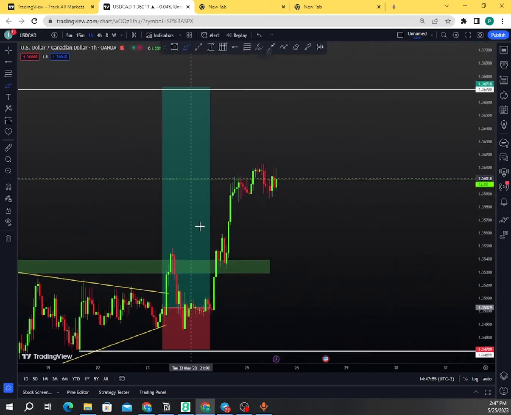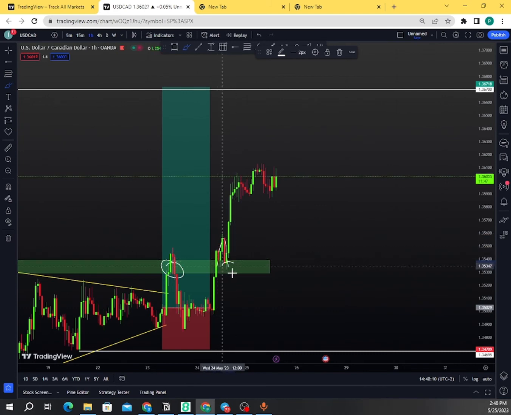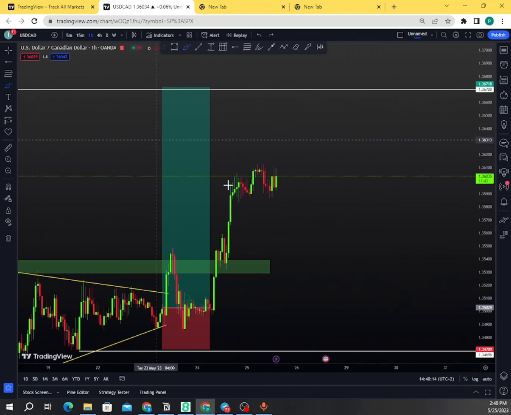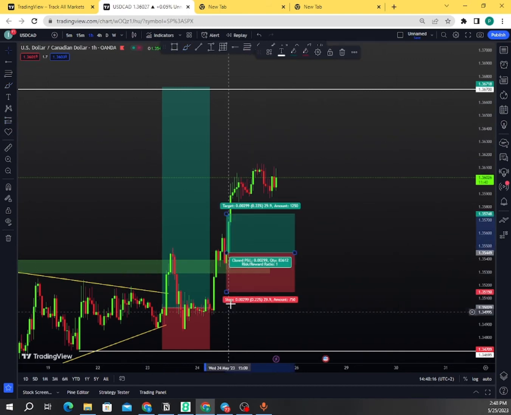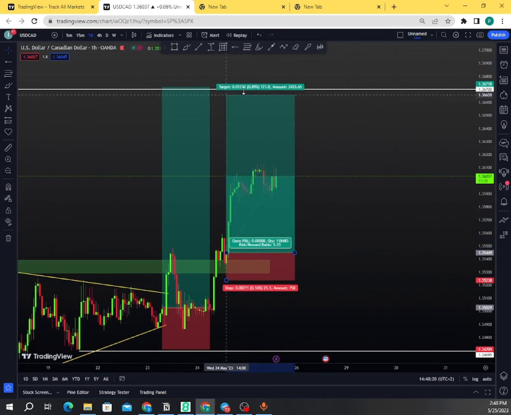So what happened here is that price went up and came back, retesting this level here. Now what it's doing is that it is breaking our previous resistance and turning it into our new support. And then that's when I got my scaling trade here, and I also targeted this high here.